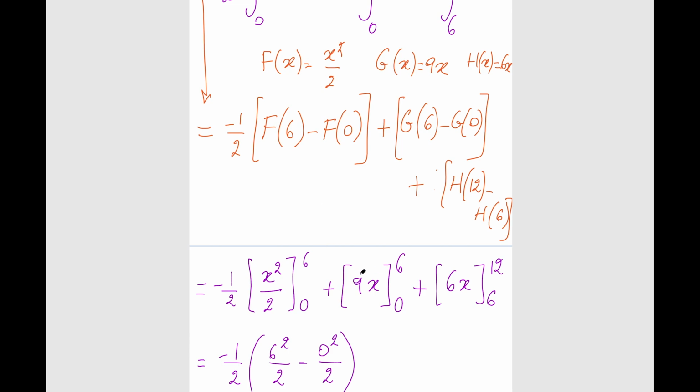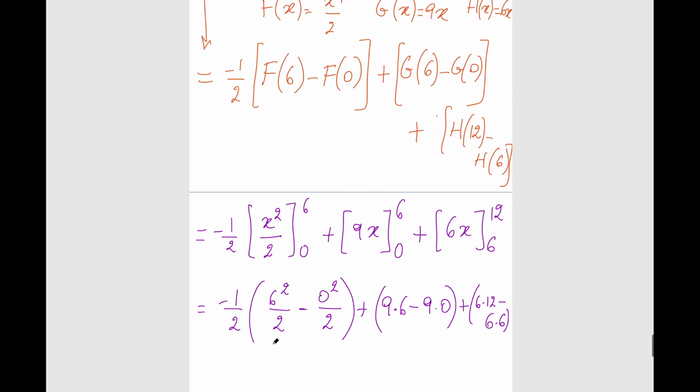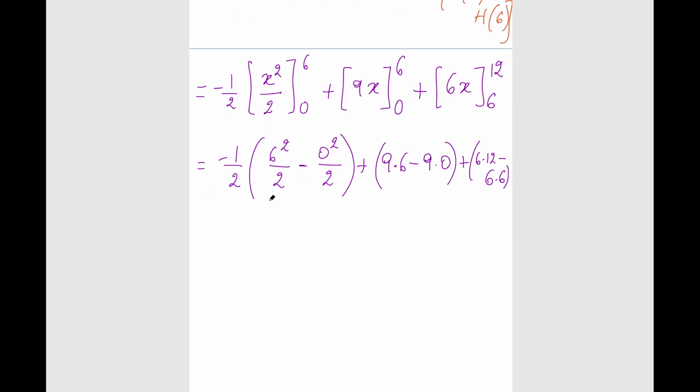And the next one, what is this? This is this guy evaluated at 6, so 9 times 6 minus 9 times 0. Okay, plus this function evaluated at 12, it used to be h, right? So 6 times 12 minus 6 times 6. Do you agree with me? So evaluation of this guy at the upper bound minus the evaluation of this guy at the lower bound. Okay. All right, and how about you complete the algebra on your own? So anyway, 36 divided by 2 here, you complete the algebra.